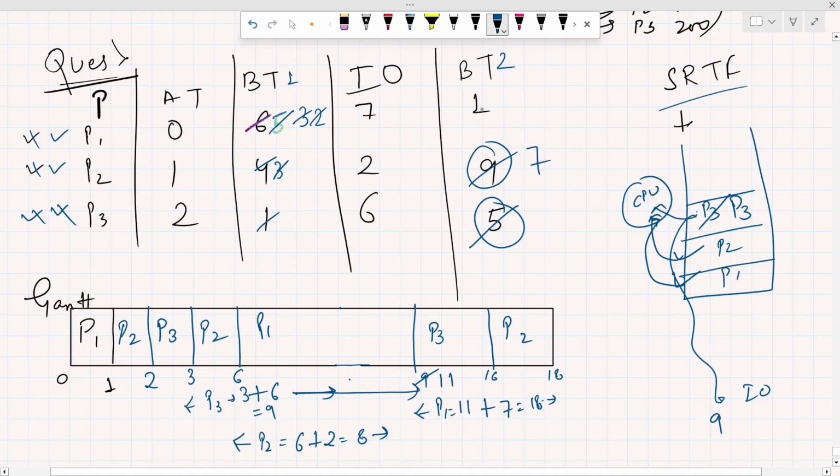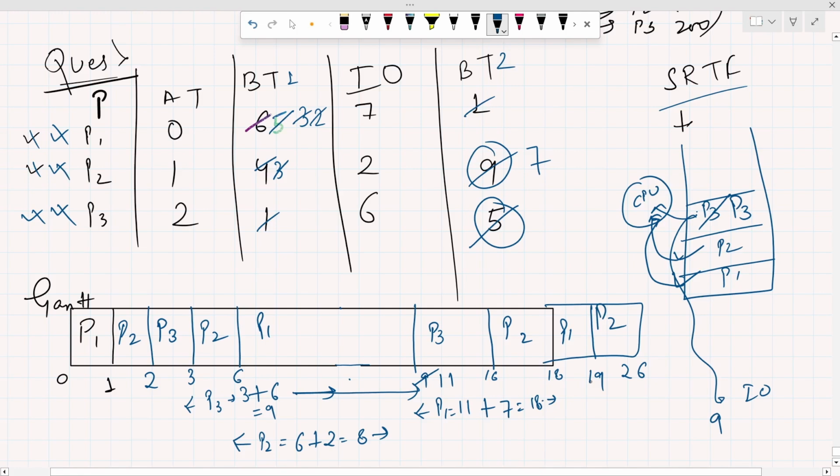Now P1 and P2, two processes, are available. The smallest burst time process is P1, so P1 will get the CPU. 1 is less than 7. So P1 gets the CPU from 18 to 19. P1 is completed. After that, only one process is available, which is P2. P2 executes from 19 for 7, which is till 26.